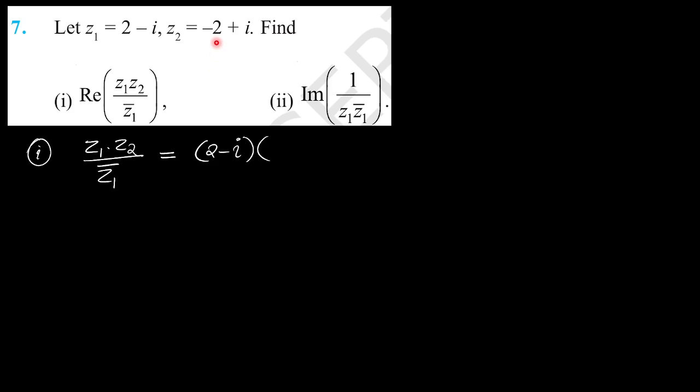Then Z2 is minus 2 plus i. Z1 bar, I discussed in the previous classes. Z1 bar is the conjugate of Z1. This symbol indicates the conjugate. Conjugate of 2 minus i is 2 plus i. Understood? Conjugate of a plus b is a minus b. Conjugate of a minus b is a plus b. So Z1 is 2 minus i, Z1 bar will be conjugate of 2 minus i, it is 2 plus i.